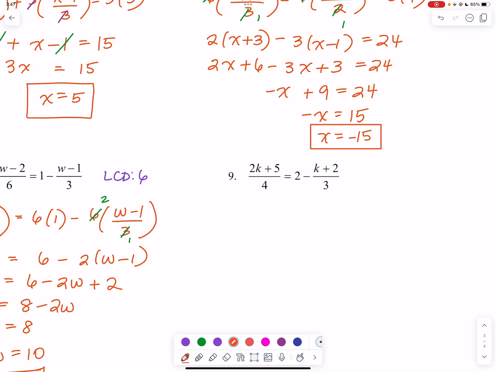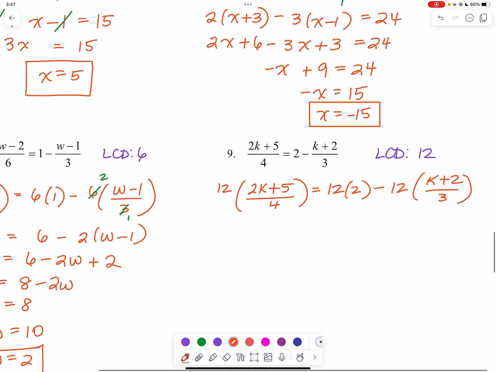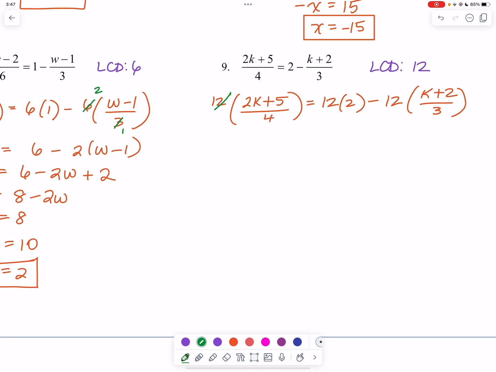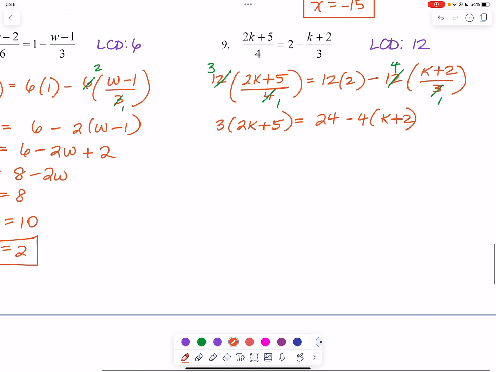Taking a look at number 9, our LCD is going to be 12. So we have 12 times 2k plus 5 over 4 equals 12 times 2 minus 12 times k plus 2 divided by 3. And now, as you can see, we have 3 multiplied by 2k plus 5 equals 24 minus 4 times k plus 2.